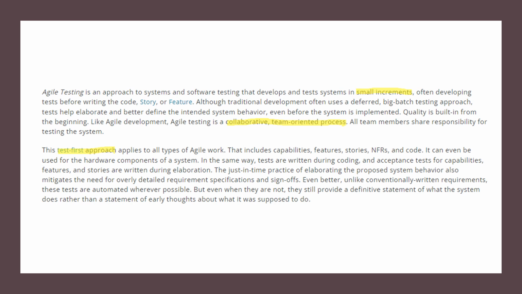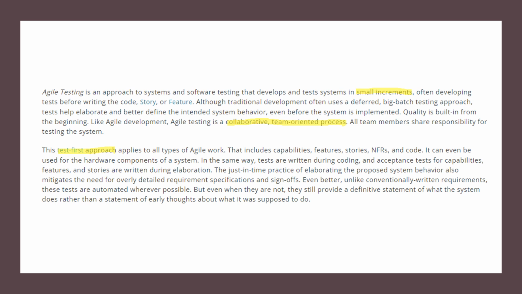The test-first approach applies to all types of agile work. That includes capabilities, features, stories, NFRs, and code. It can even be used for the hardware components of a system. In the same way, tests are written during coding and acceptance tests for capabilities, features, and stories are written during elaboration.